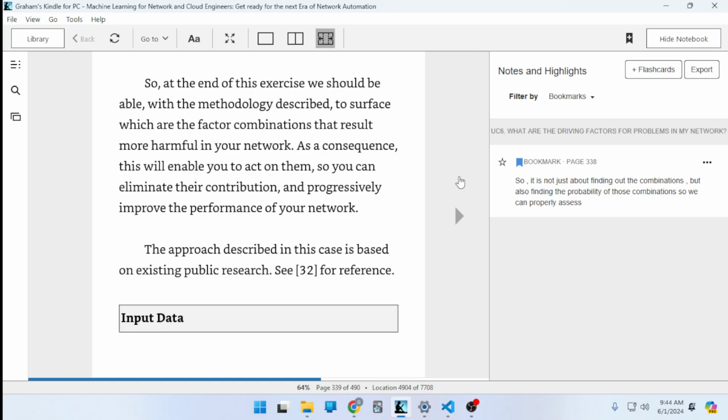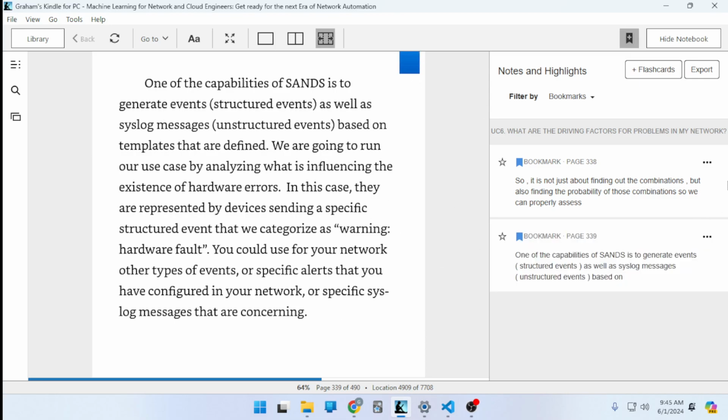So at the end of this exercise, we should be able, with the methodologies described, to surface which are the factor combinations that result more harmful in your network. As a consequence, this will enable you to act on them so you can eliminate their contribution and progressively improve the performance of your network. The approach described in this case is based on existing public research. Oh, that's cool. See 32 for reference. So I'm gonna advance the bar and look at that. The next section is input data. I'll advance it here.